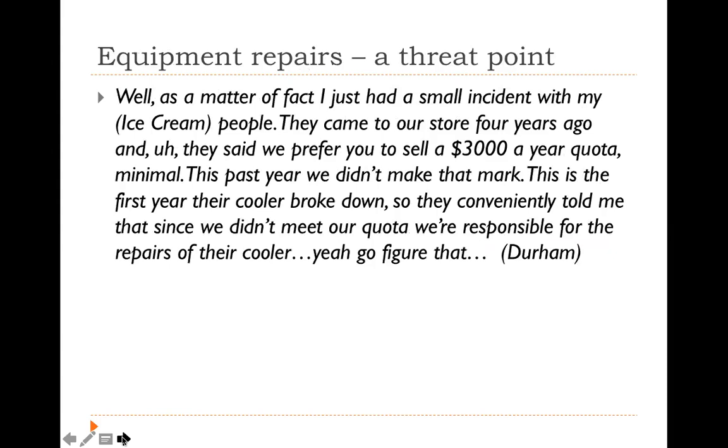A threat point that was reportedly used by several of the suppliers and distributors that supplied equipment for the display or provision of specific food items was that if stores did not meet a certain sales quota, then the distributors and suppliers that had supplied that piece of equipment often would say that they would not repair it if it broke down. It was sort of like, if you don't sell enough of our soda or enough of our ice cream or what have you, we're not going to repair that. Next slide.